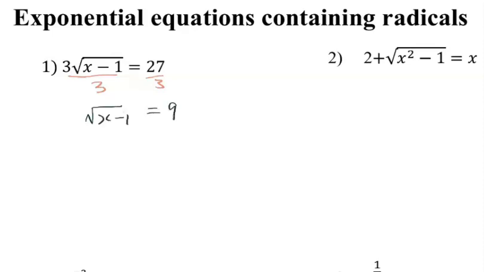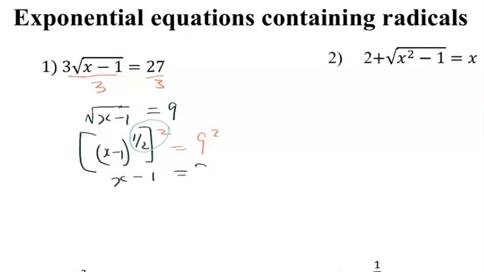Now remember that square root is the same as to the power of a half. So to get rid of the square root, I must square both sides. In the center we have x minus 1. So here we have 2 times a half gives us 1. So on the left hand side we just have x minus 1. On the right hand side we have 81. So we can conclude that x is equal to 82.